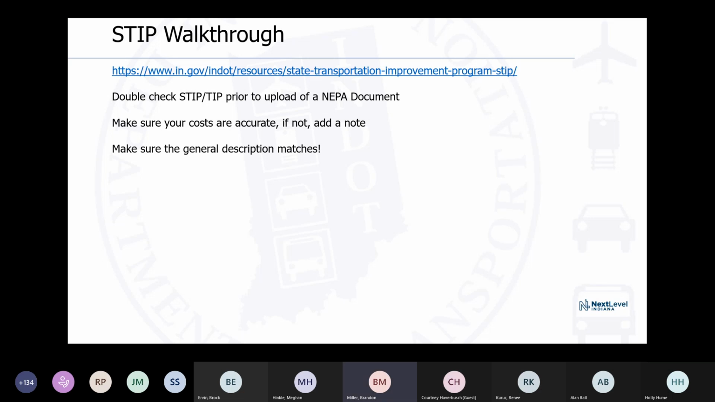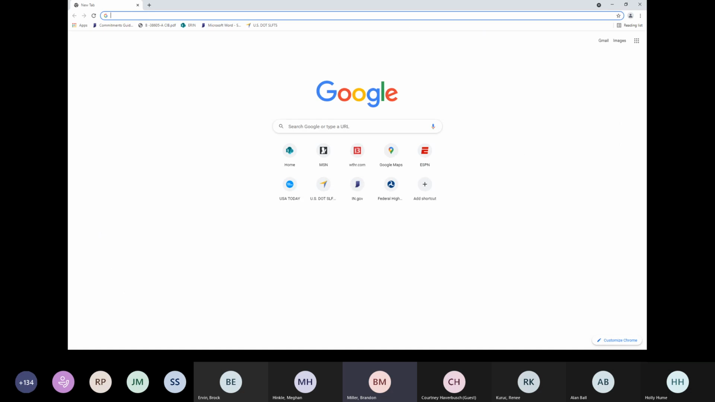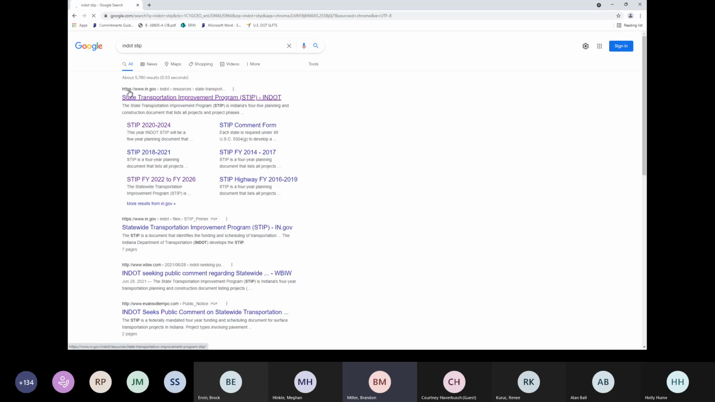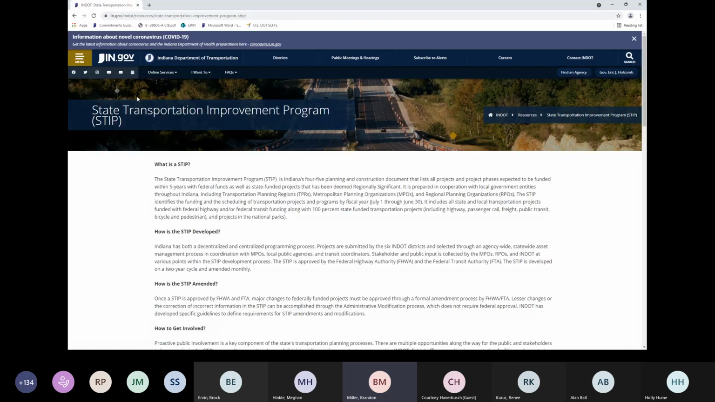Okay, one thing that came up and I wanted to do a quick brief overview of is a STIP walkthrough. Here's the website. I'll be honest, and some people may find this funny, but I actually do not have it bookmarked. So I look it up every single time because the state of Indiana sometimes decides to change what the addresses are.